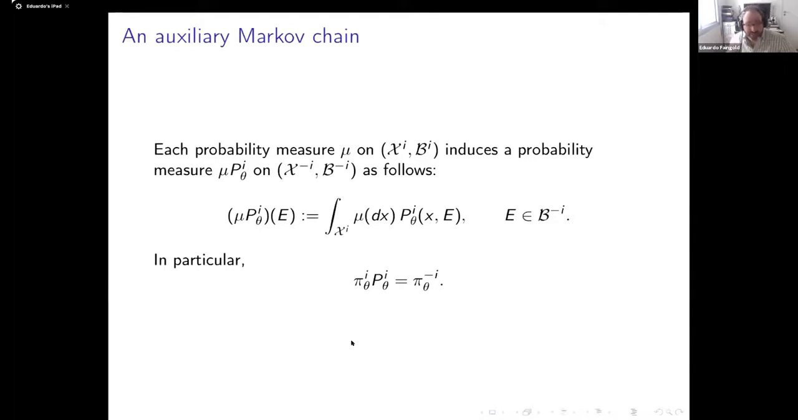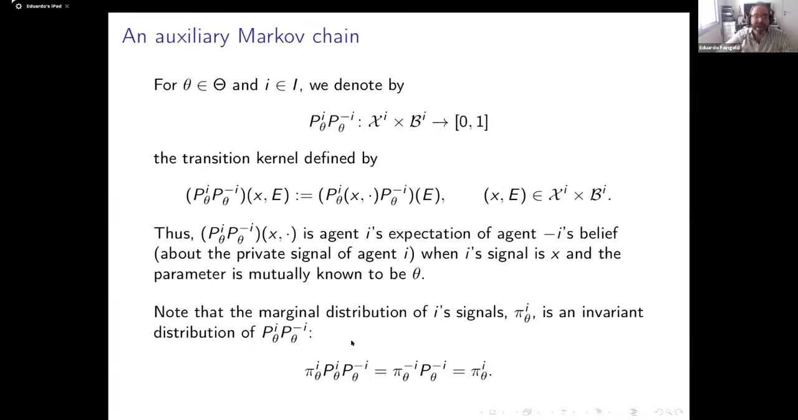Oh no, we haven't gotten to the Markov chain yet. Sorry, we only know how to go from one player's signal to the other. So what we're going to do is go back and forth: I can go from one agent's signal to the other and then go back. So I'm going to iterate these conditional probabilities. pi_i(theta) times pi_not-i(theta) is agent i's expectation of agent not-i's belief about the private signal of agent i, when i's signal is x and the parameter is mutually known to be theta. So now I have a Markov chain on the signal space of agent i, and I also have a Markov chain on the signal space of agent not-i.